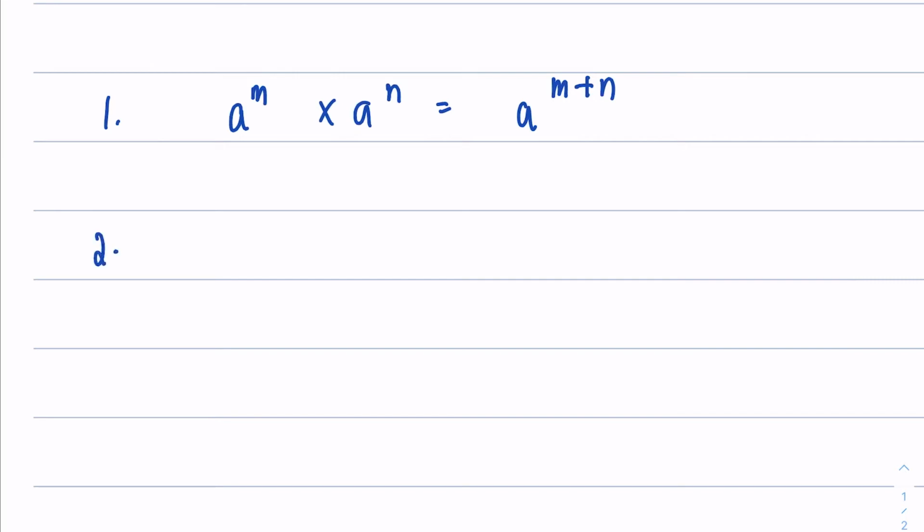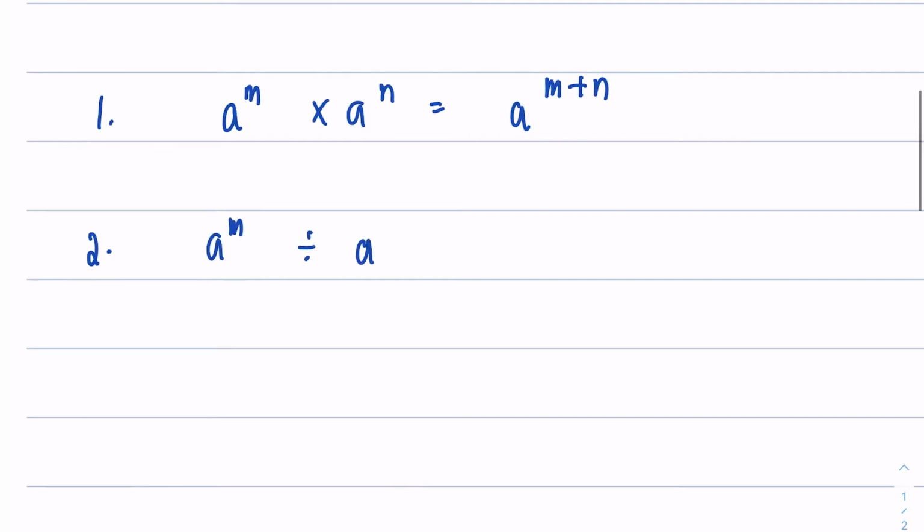Rule number 2, you have division. a to the power of m divided by a to the power of n. In division, the powers will subtract each other. a to the power of m minus n.